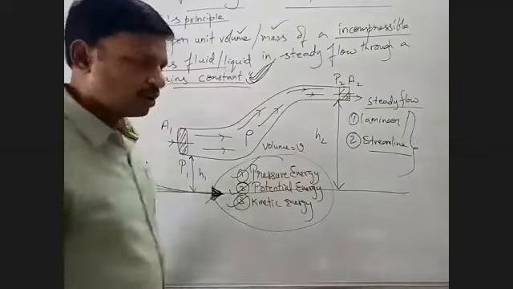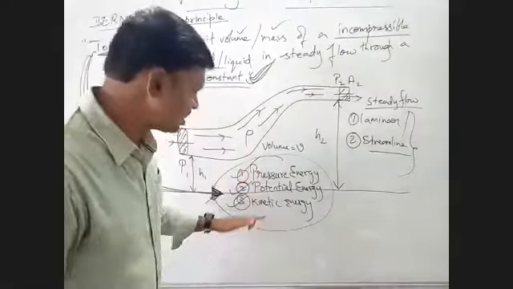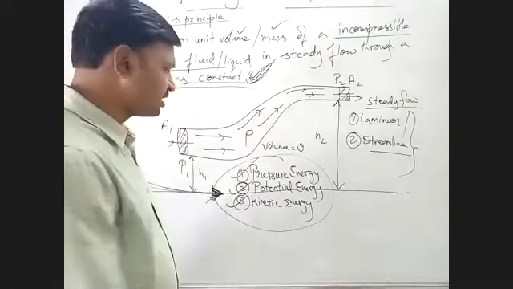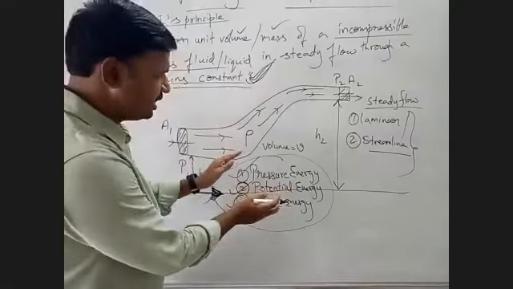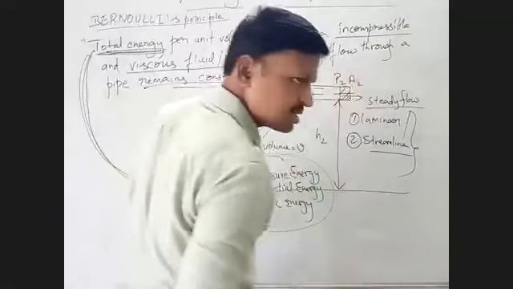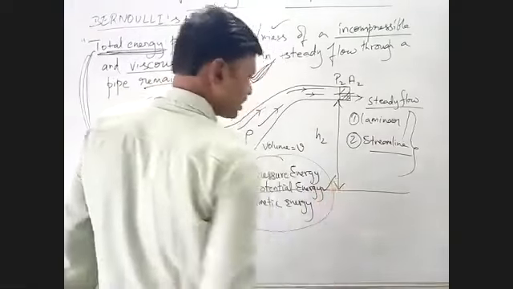So it is either pressure energy, potential energy, or kinetic energy. Combine all the three. Total means all the three. When it is flowing like this, all three together are constant, we say. Now let us know what is potential energy.